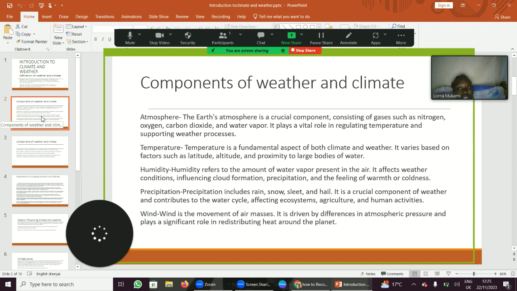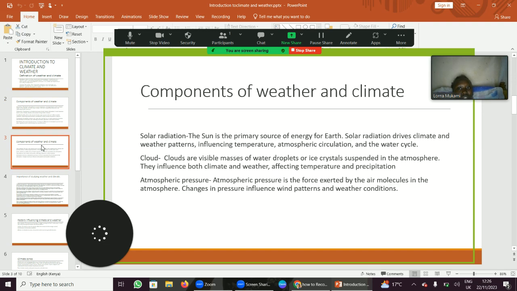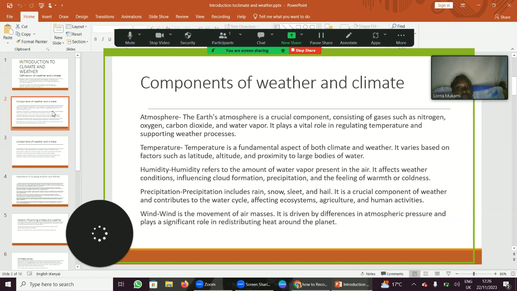So weather happens day to day, while climate takes more than 30 years. Let us look at the elements of weather and climate, which are the atmosphere, temperature, humidity, precipitation, wind, solar radiation, cloud, and atmospheric pressure. The atmosphere is the gases that surround the Earth. Temperature is an aspect of both climate and weather, based on various factors such as altitude. Humidity is the amount of water vapor in the atmosphere. Precipitation is rain and snow.